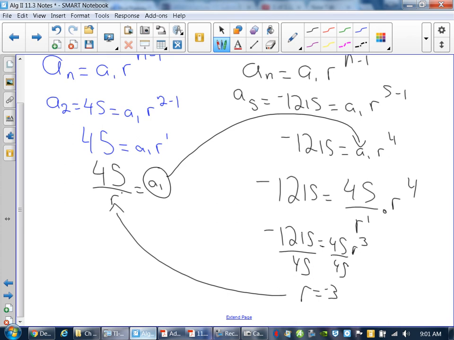So it gives you a first term of negative 15. So you have a first term of negative 15, a rate of negative 3, your rule: negative 15 times the rate, negative 3, to the n minus 1. Make sure you throw your rate in parentheses. It just kind of distinguishes itself a little bit. So that's about as goofy as that gets. Okay, that's fine.